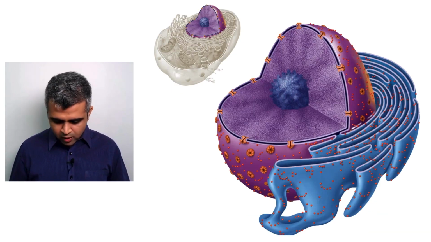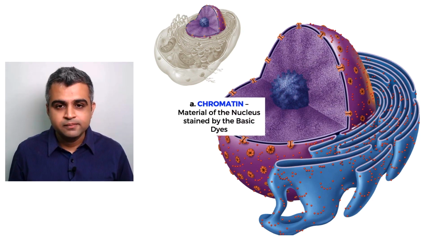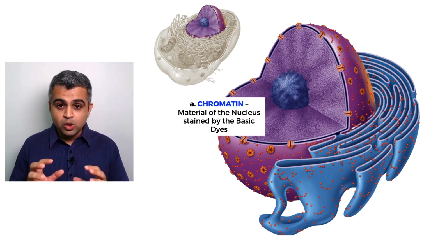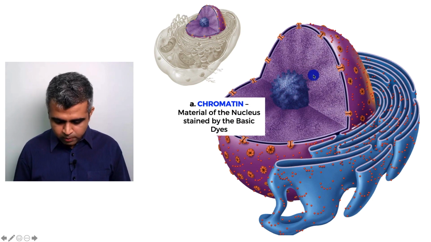So that finishes our discussion on chromatin. So the nucleoplasm has chromatin, and here it has something called the nucleolus.